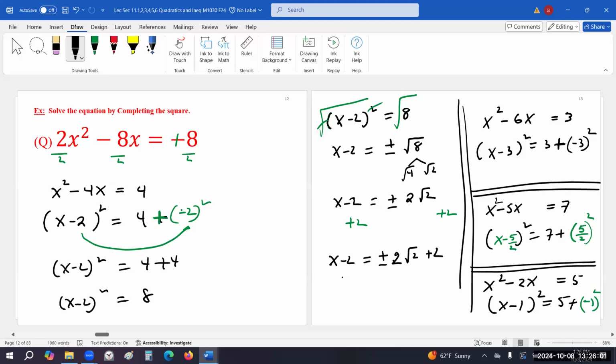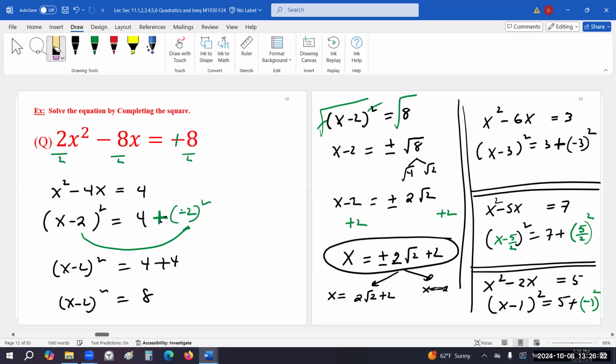What happened to my plus 2? So we have x equals this, but what does this mean? One x equals 2 square root of 2 plus 2, and the other one is negative 2 square root of 2 plus 2. So you have two numbers that satisfy that condition.